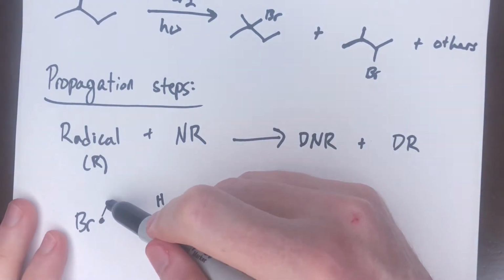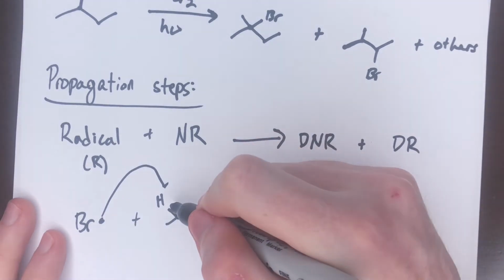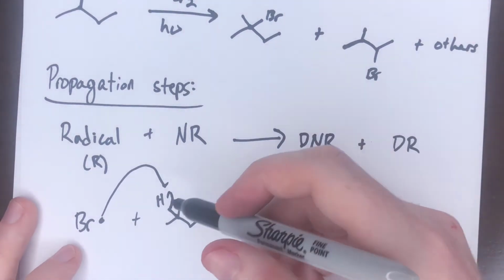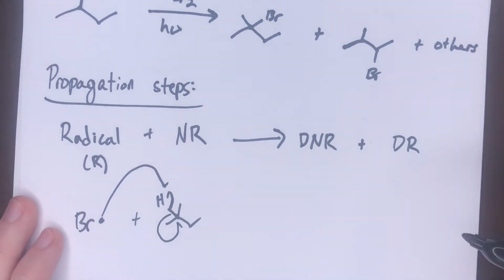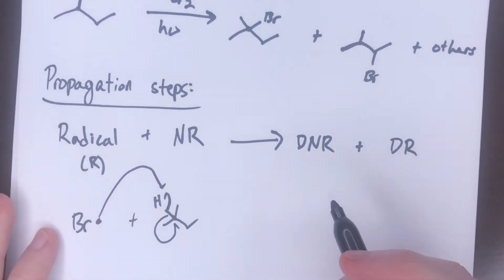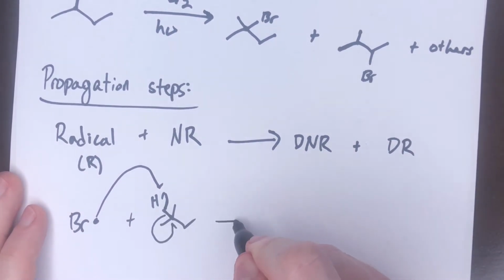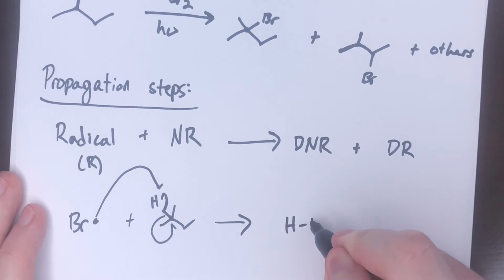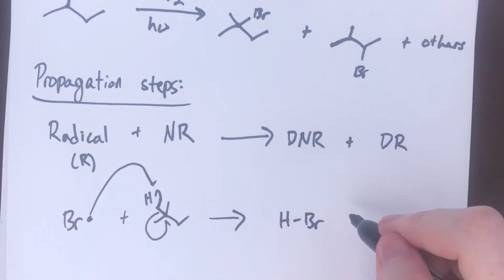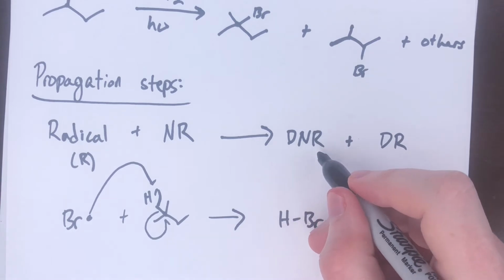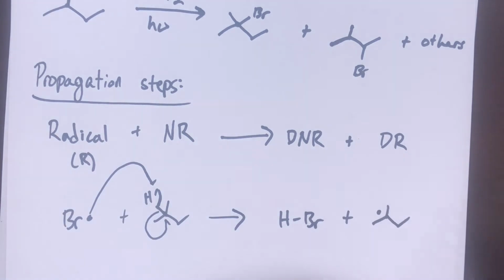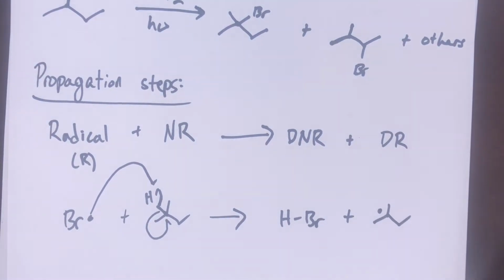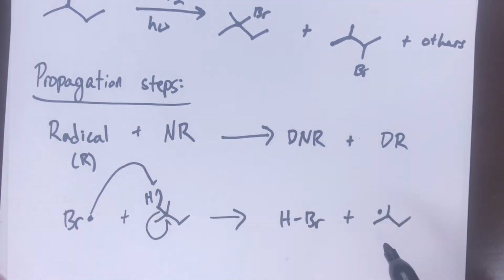So what happens, this comes in with a single-headed arrow, this comes in with a single-headed arrow, we create a bromine-hydrogen bond, and then we cleave this bond, 1 electron onto that carbon here, this tertiary carbon. So what happens is you have HBr created, plus the carbon radical. But the question was asking for the propagation step that makes the haloalkane. So this is not the answer.